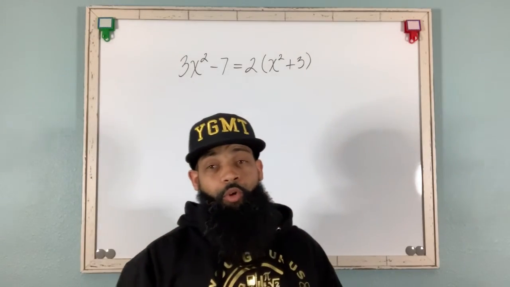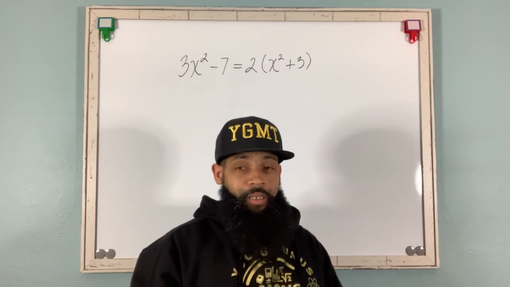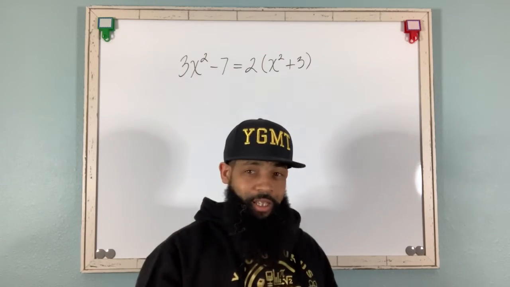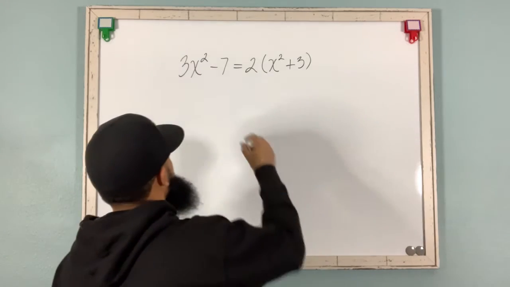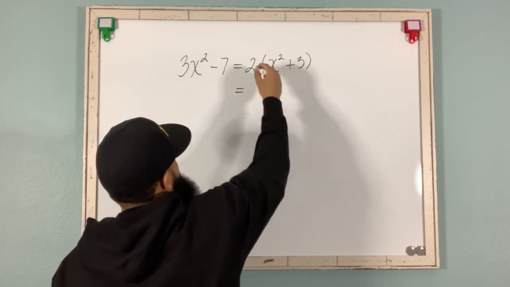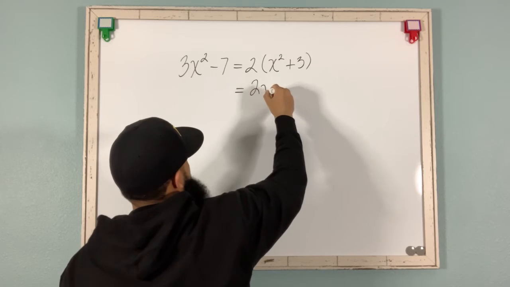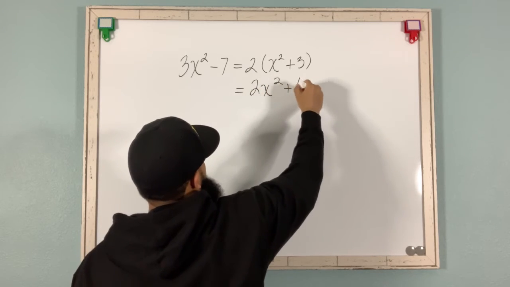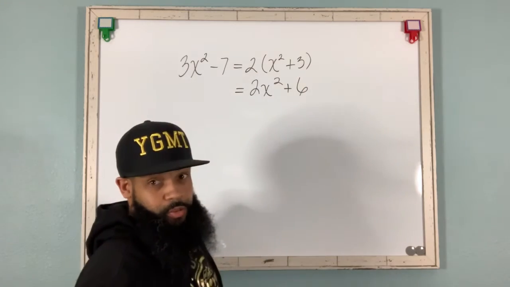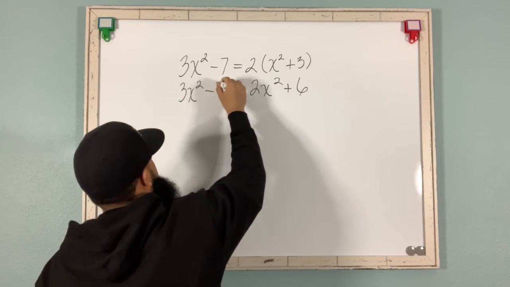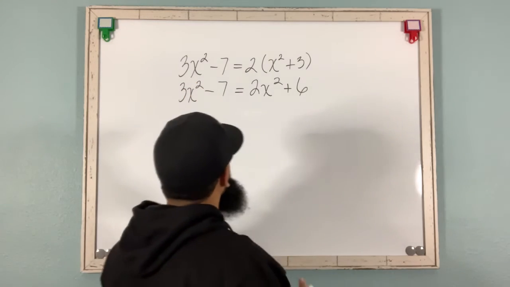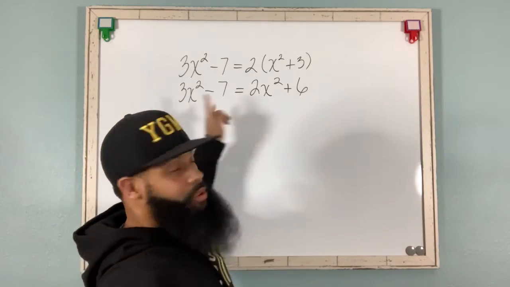If you've been watching me for a while, you know I like to make my examples get a little more tedious as we go. And I like to give you exposure to different types of equations that you'll see. So here, let's go ahead and distribute first. 2 times x squared gives me 2x squared, and then plus 6. That's from the distributive property, right? We bring down this right here. It stays the same.